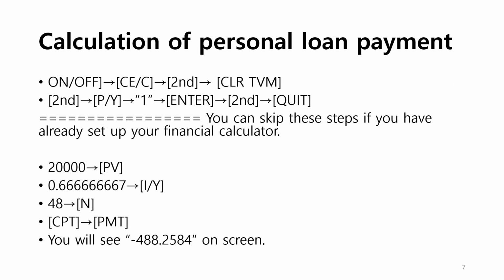So 20,000 press present value, 0.66666667 press I over Y, 48 press N. You have finished inputting all necessary information. Now press CPT and press payment. Then you will see 488.2584. There is a minus sign because of the sign convention.